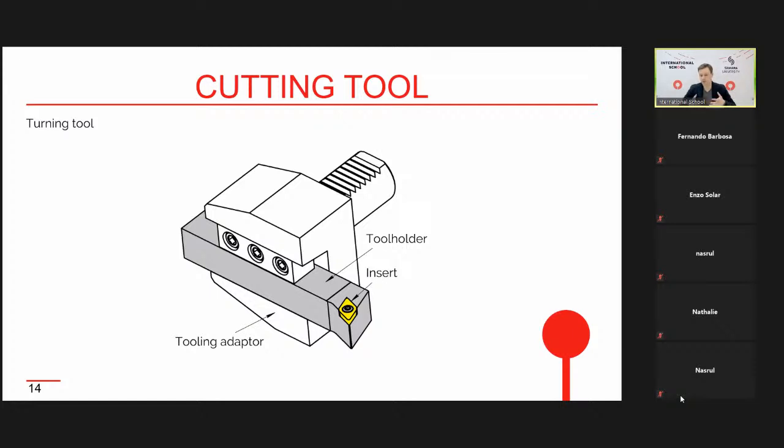So we are talking about part number 4 of the technological system. And this part is the cutting tool. This picture shows an example of a turning cutting tool for turning processes. The insert is golden or yellow.